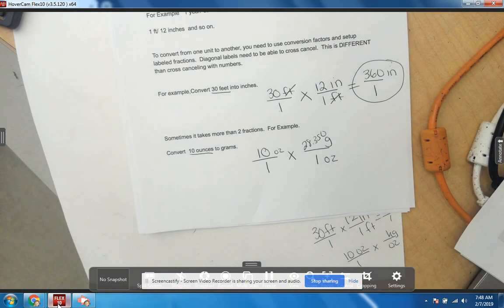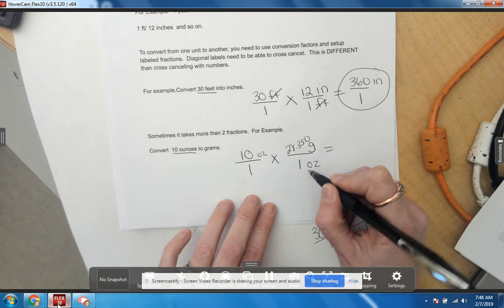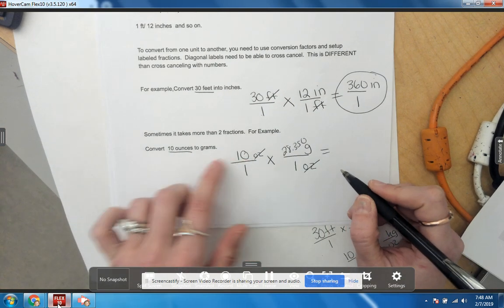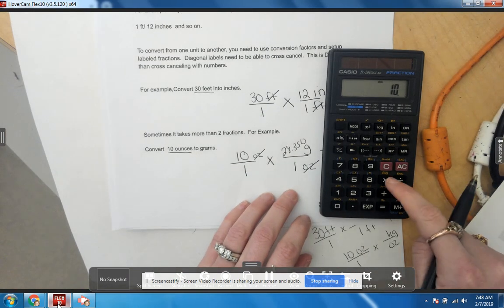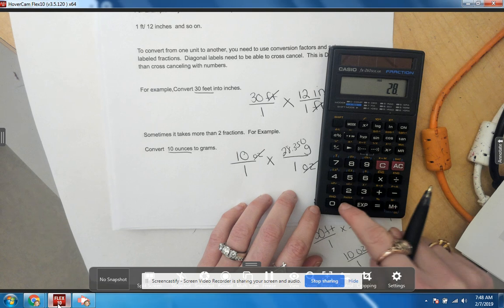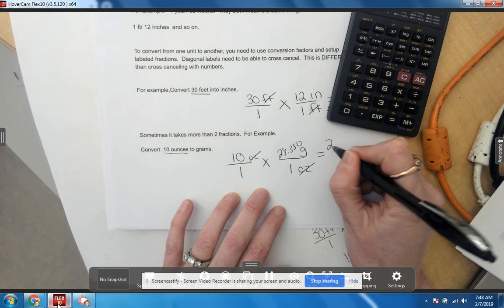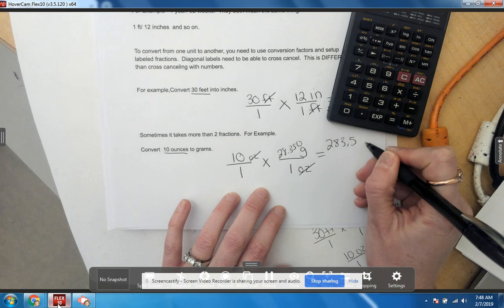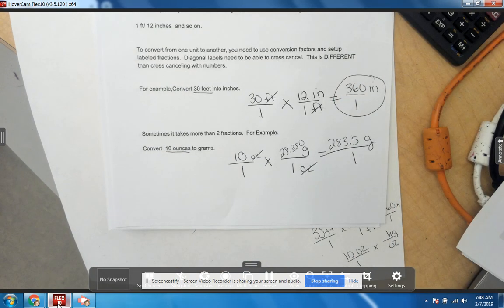28.350 grams. Now we want to solve this. Your ounces are going to cross-cancel. That's the whole point. Now you're going to multiply these across. You could type this into the calculator if you want. 10 times 28.350 equals 283.5 grams over 1. So that would be my final answer.